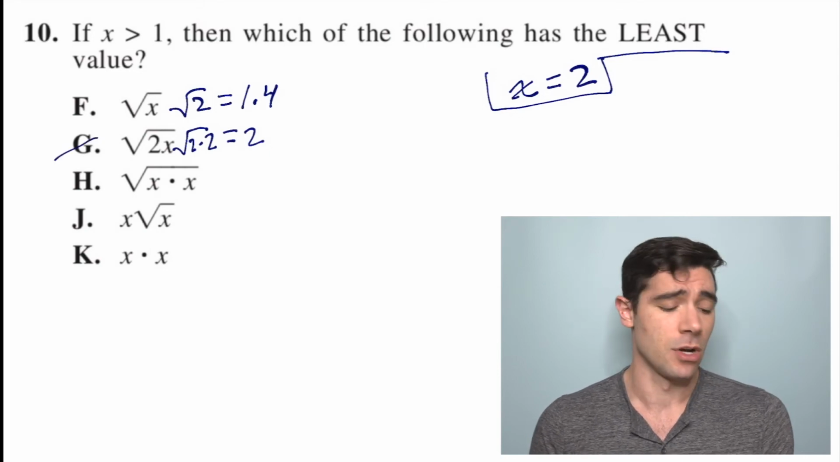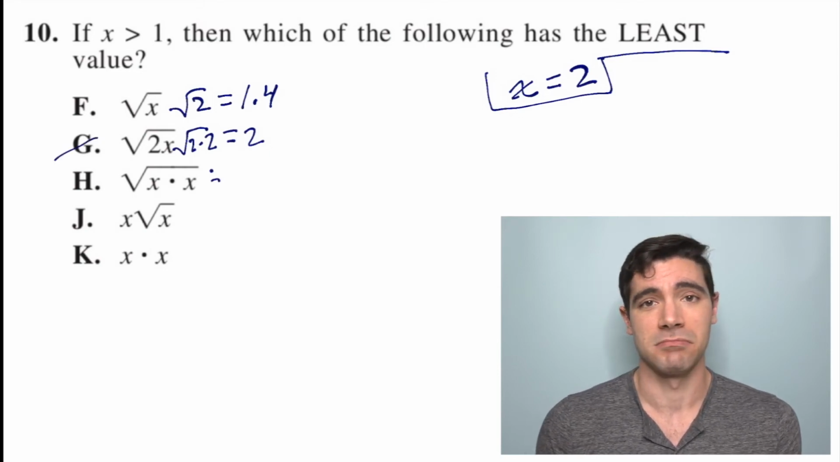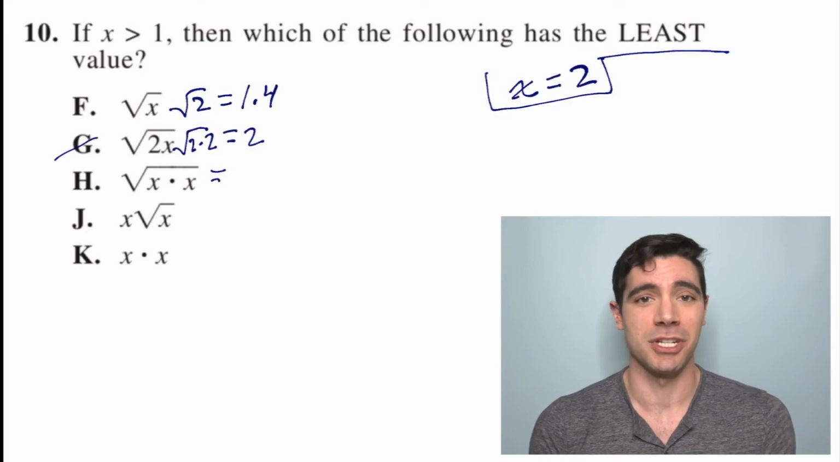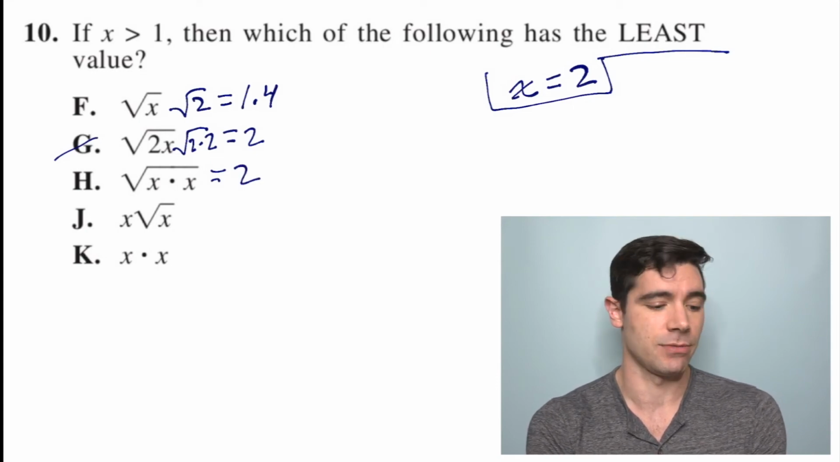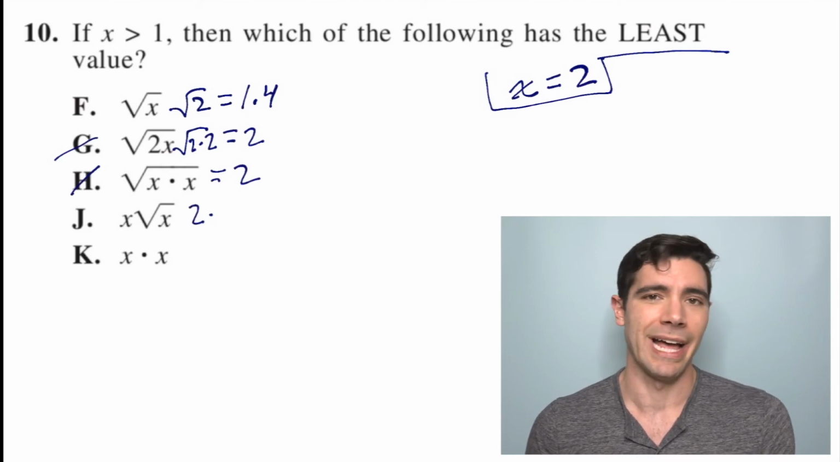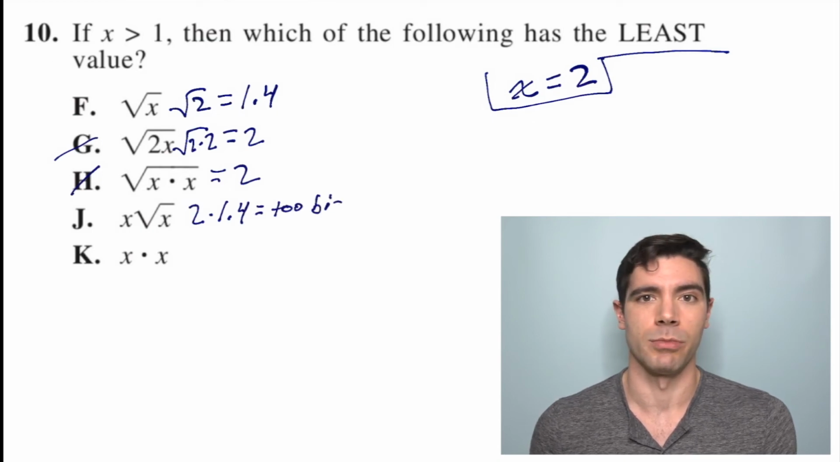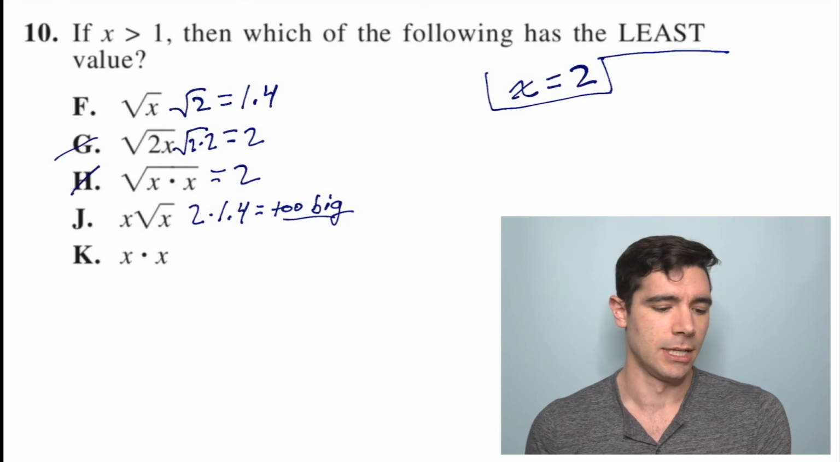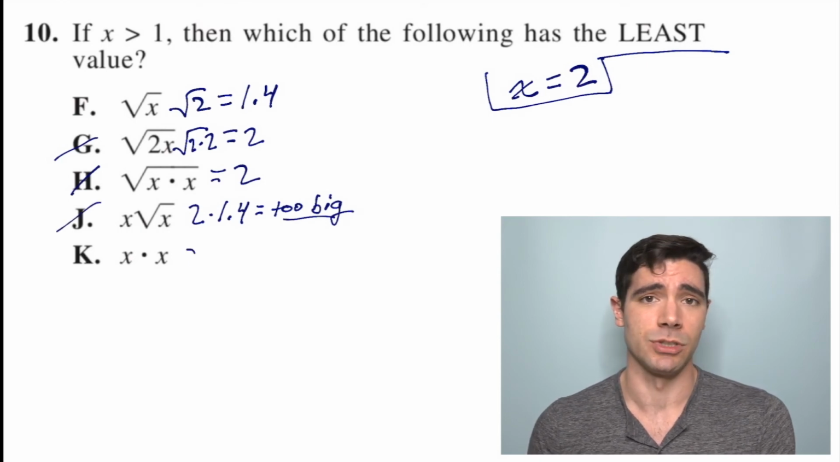And then we look at H, radical x times x. It's kind of weird. It's actually exactly the same as G because it's radical 2 times 2. So that's also 2. Sorry, H, you're no good. J is 2 times radical 2. Well, F told me that radical 2 was 1.4, and then J is just that times 2, which is going to be bigger than 1.4, so no. And then K is 2 times 2, which is 4, which is not smaller than 1.4. All right, then the answer is F.